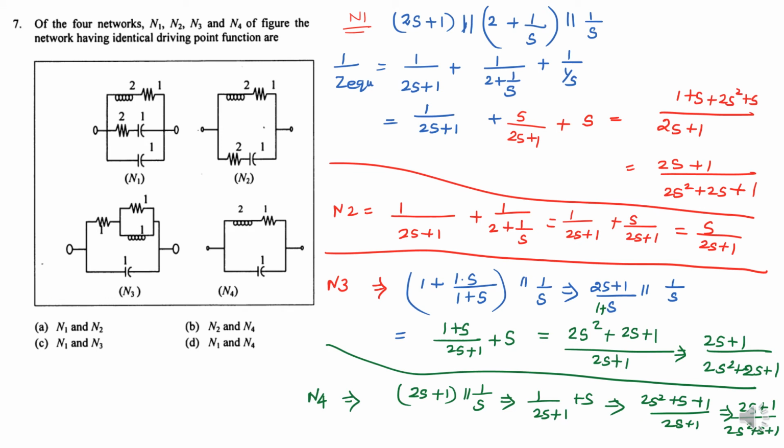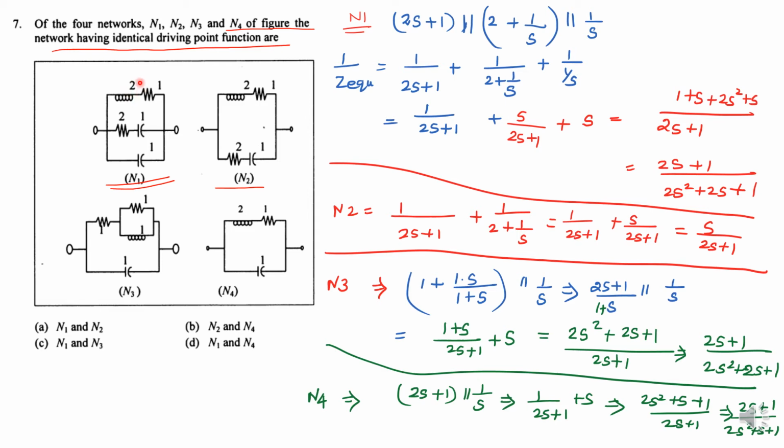Of the four networks N1, N2, N3 and N4 in the figure, the networks having identical driving function point R. So for the driving function, we are going to find out the equivalent capacitance and equivalent resistance value here. So first I have to take N1. In N1, the first two are connected in series, 2s plus 1.